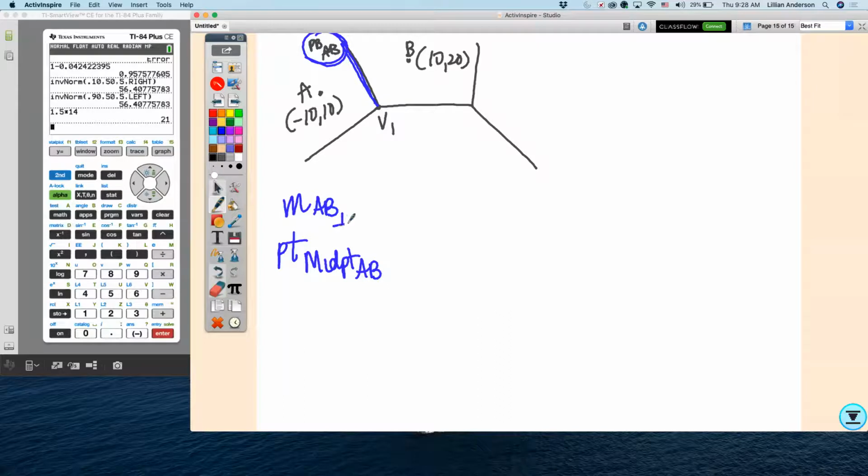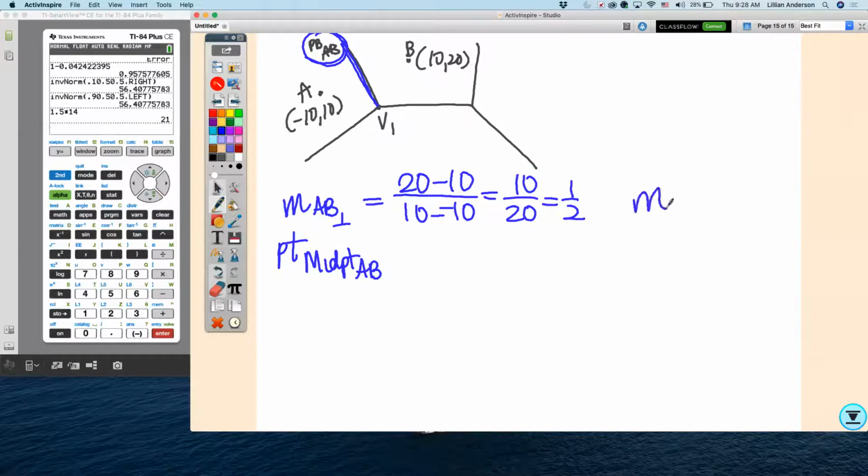So again, to find the equation of the perpendicular bisector of AB, you need the slope of AB and then do the opposite reciprocal, and then you need the midpoint of AB. Slope is found by doing y2 minus y1 over x2 minus x1. That becomes 10 over 20, which is just 1/2. That is the slope of AB. So what would be my perpendicular slope? Opposite reciprocal, very good.